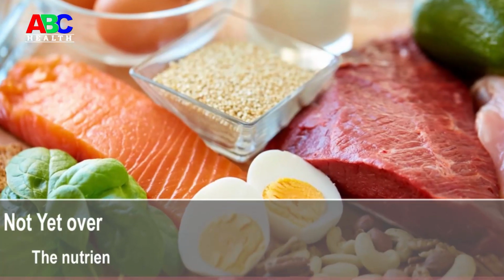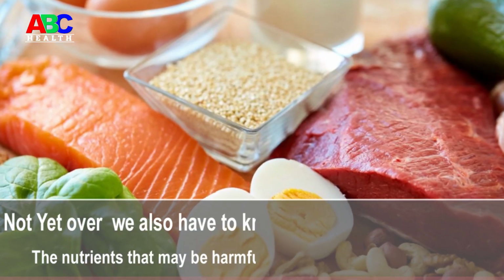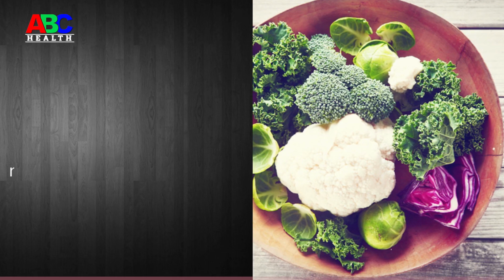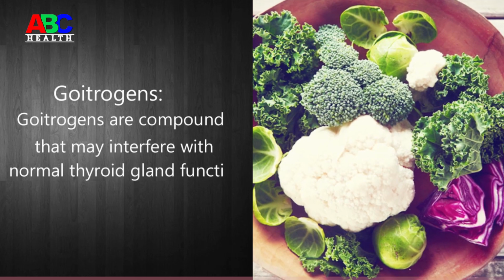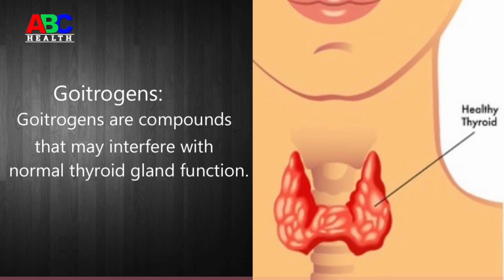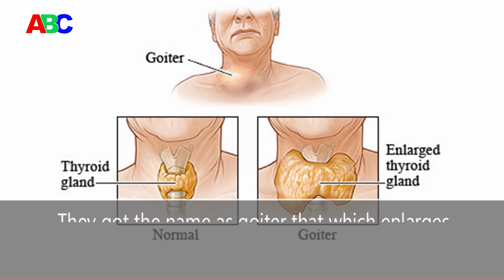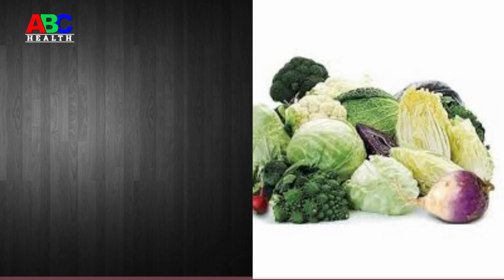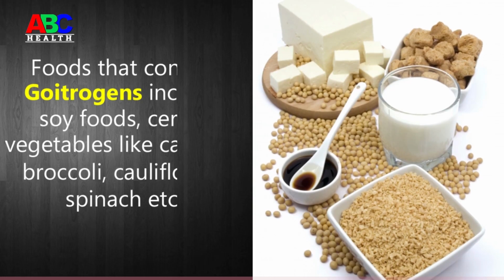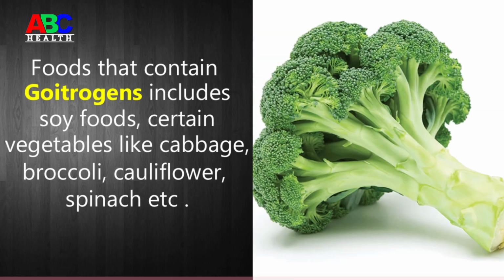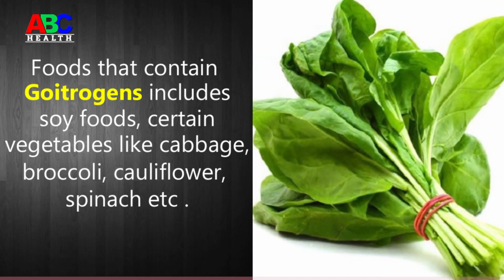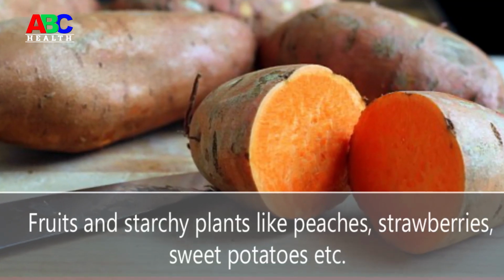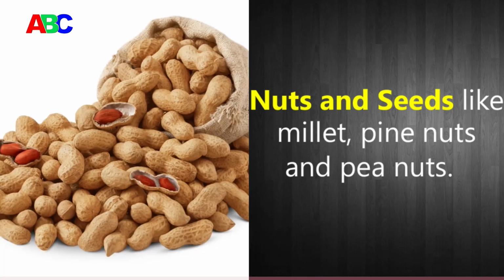Not over yet, we also have to know about bad nutrients. The nutrients that may be harmful to someone with hypothyroidism. Goitrogens. Goitrogens are compounds that may interfere with normal thyroid gland function. They got the name from goiter, an enlarged thyroid gland that may occur with hypothyroidism. Foods that contain goitrogens include soy foods, certain vegetables like cabbage, broccoli, cauliflower, spinach, etc. Fruits and starchy plants like peaches, strawberries, sweet potatoes, etc. Nuts and seeds like millet, pine nuts and peanuts.